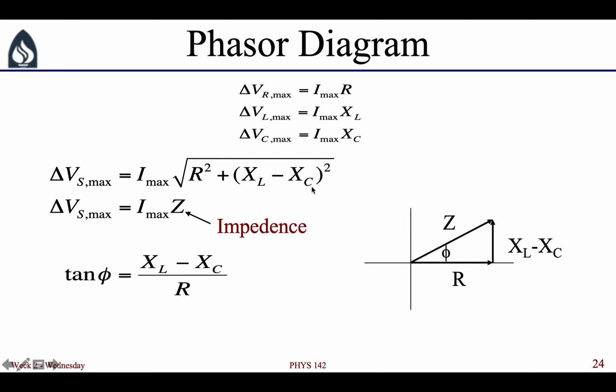Now this quantity that multiplies the maximum current is known as the impedance of your circuit. The impedance acts kind of like a resistance for the whole circuit. It allows you to write down an Ohm's law-like relationship between the voltage of the power supply and the current in the circuit times this impedance. And once again, the same sort of relationship holds if we use RMS quantities instead of maximum quantities.